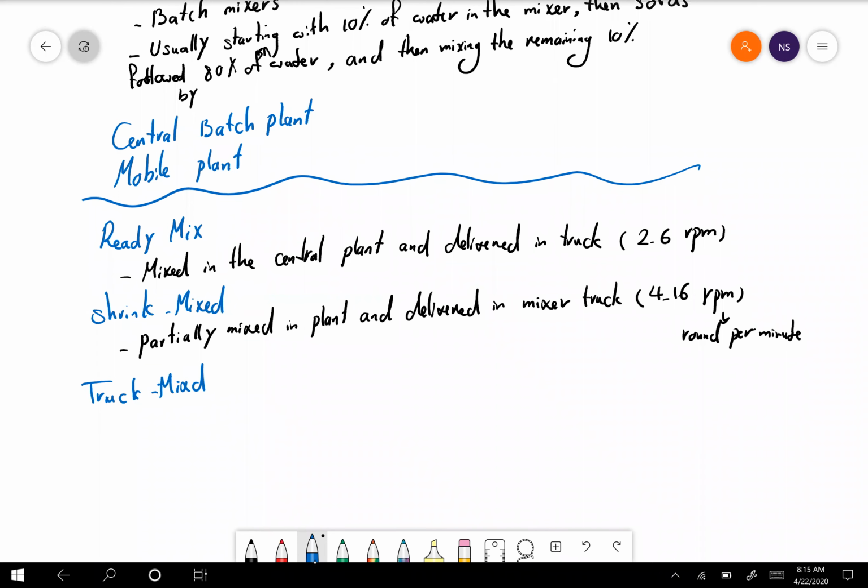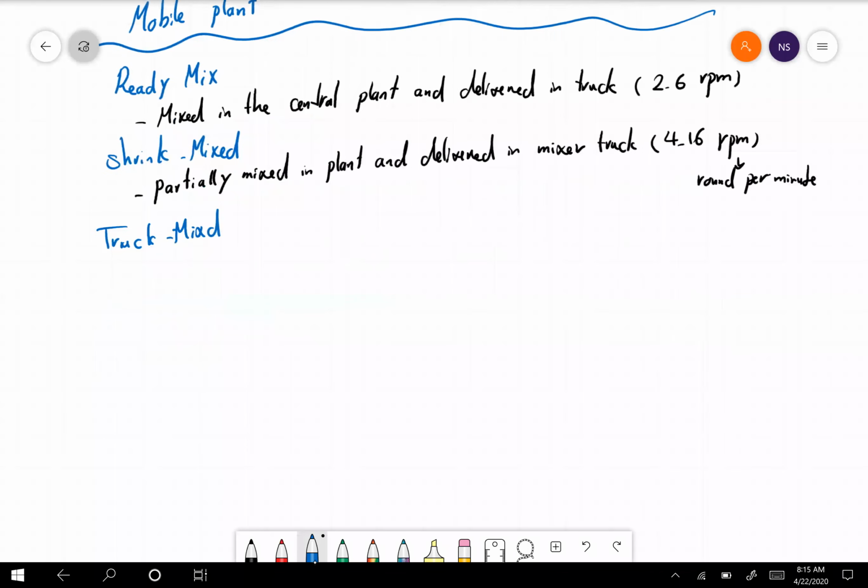In this type, you completely mix the materials in the truck. And in this case, you need 4 to 16, again, rounds per minute for the mixing truck.